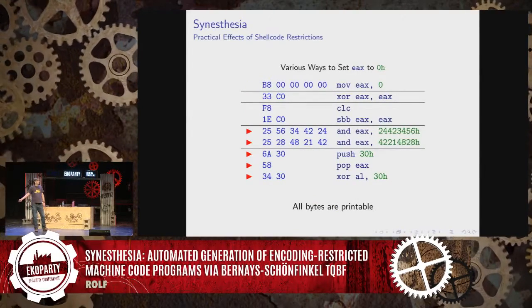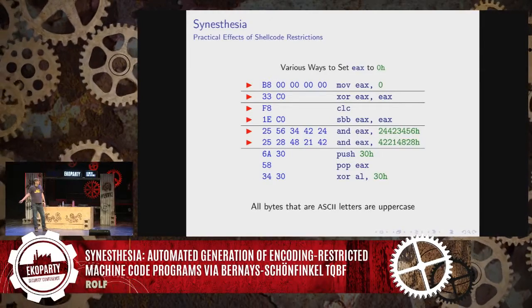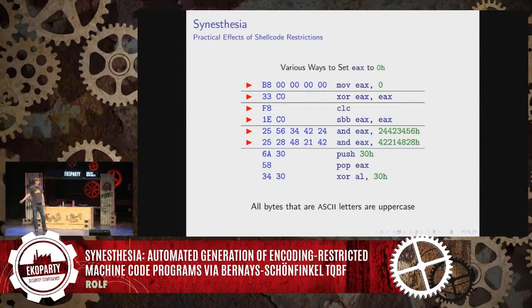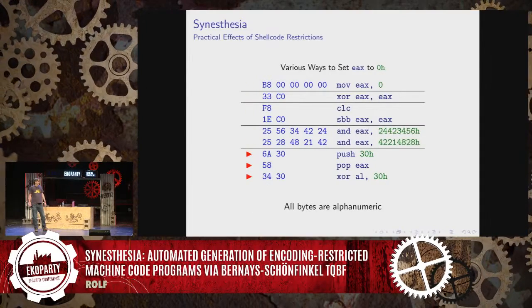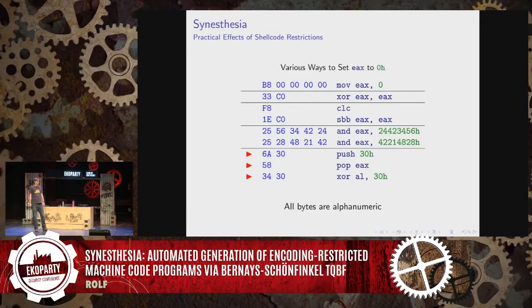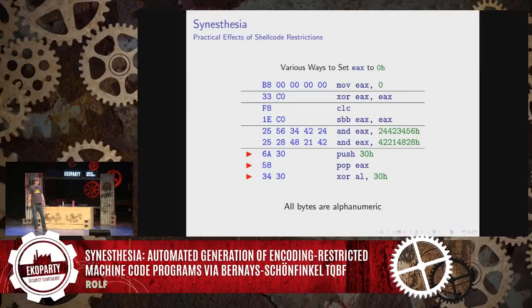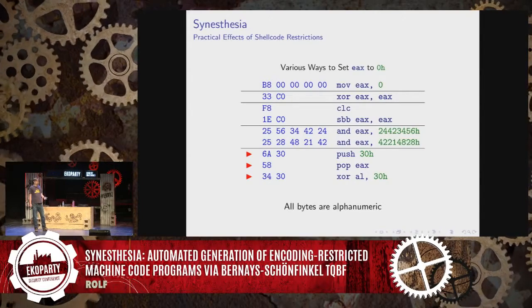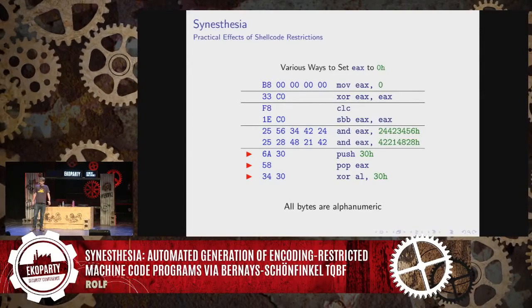The last 2 are all printable. Those ones are the ones where it doesn't have any lowercase ASCII letters, and then the bottom one is where all the bytes are alphanumeric. So depending upon the restriction scenario that you're dealing with, it is going to influence how you're going to have to write your program to perform the computations that you want.